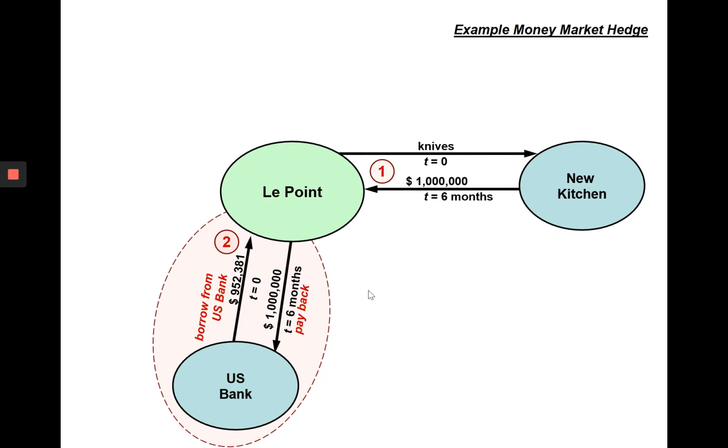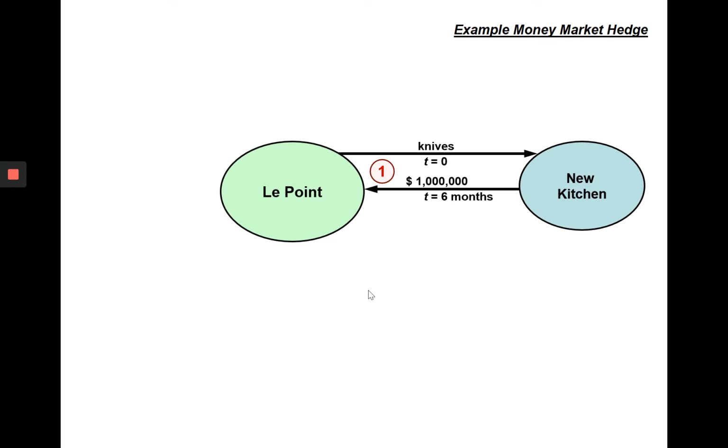First, let's do a little bit of a graph. This is a graph similar to before. It says money market hedge. You have New Kitchen, which is an American company. It promises to pay $1 million for the product 6 months from now. And you have a Swiss company that delivers the product today. This whole thing is a deal done on credit.